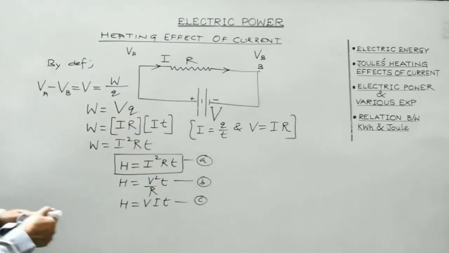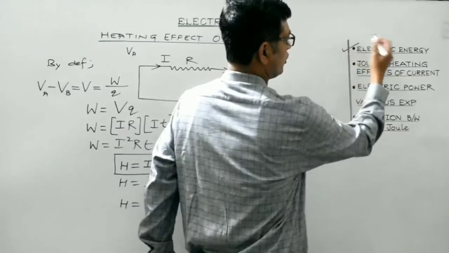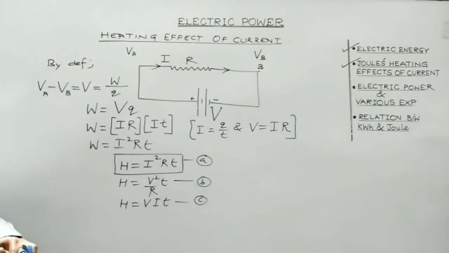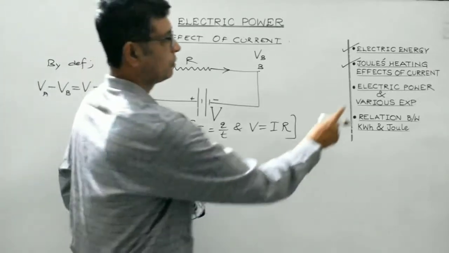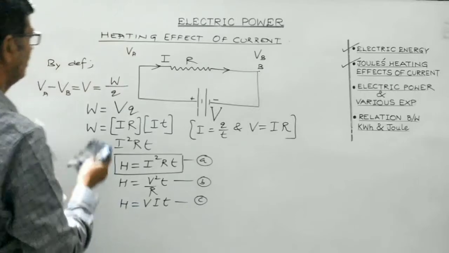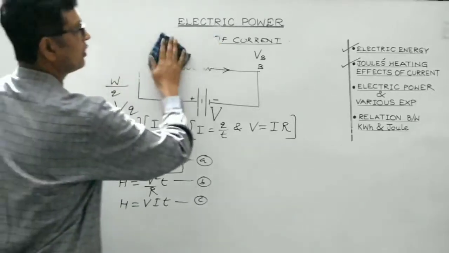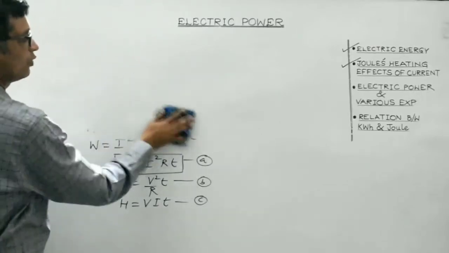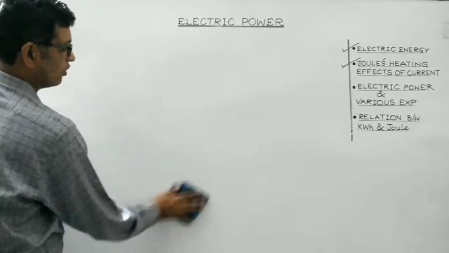So now we have discussed electric energy. We are also over with Joule's heating effects of current. Now it's time to concentrate on this particular topic, electric power and its various expressions. In plus 1, in the previous class, we discussed mechanical power. In plus 2, we are going to discuss electric power.